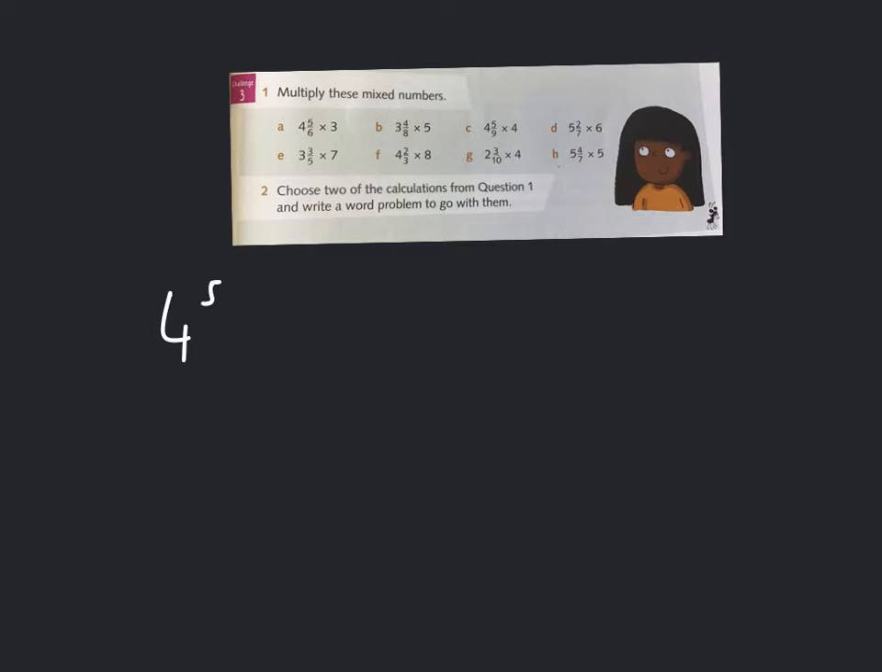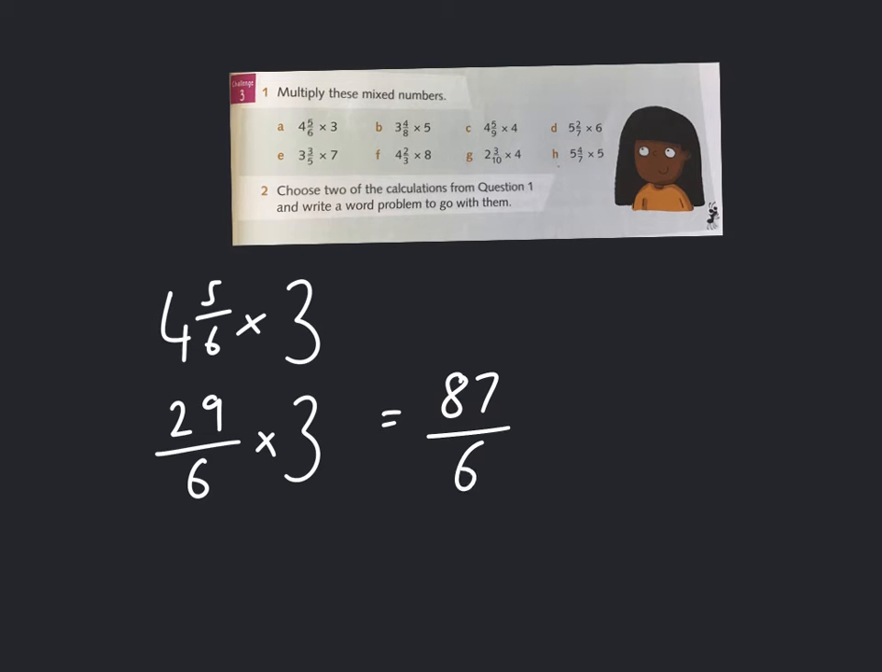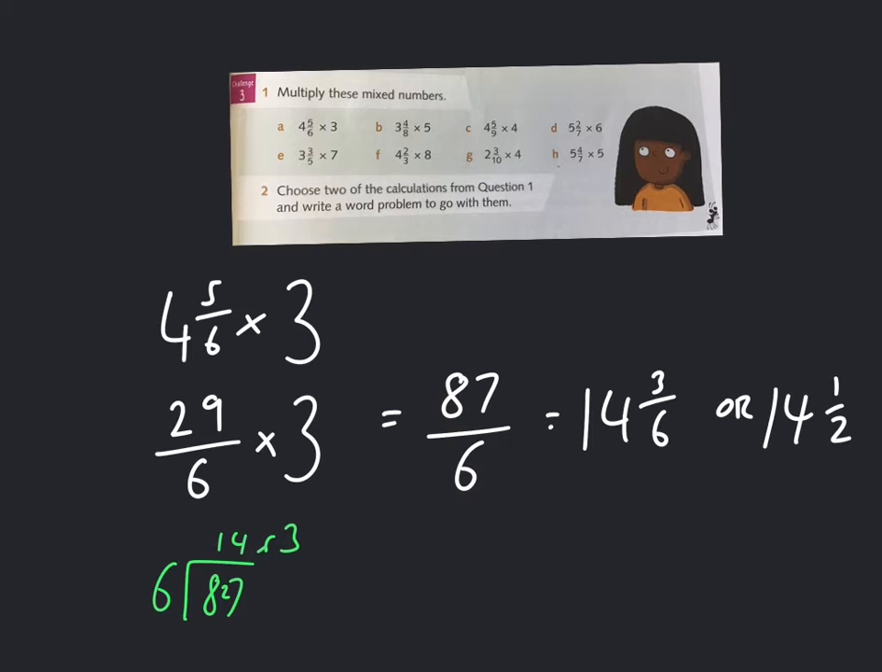So A says 4 and 5/6 times 3. Changing to an improper fraction, 4 times 6 is 24 plus 5 is 29. So 29/6 times 3. 29 times 3, first of all, I'm going to round that up to 30 times 3, which gives me 90, and take away the 3 units that I added on. So that gives me 87/6. I divided 87 by 6 and I got 14 remainder 3. So my answer is 14 and 3/6. Or if you simplify that, you could say 14 and a half.